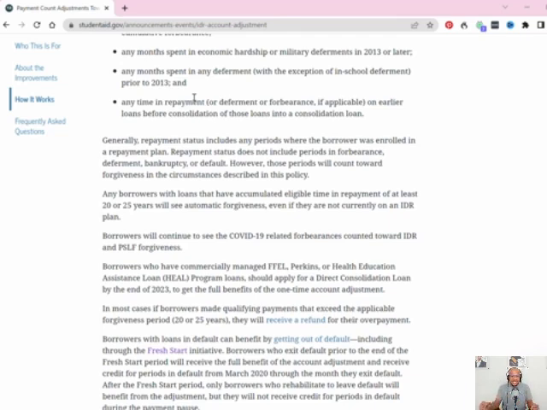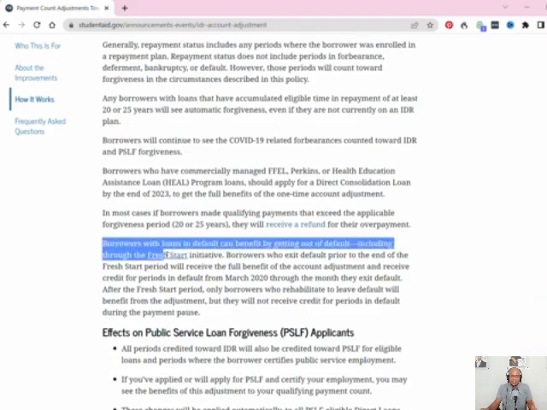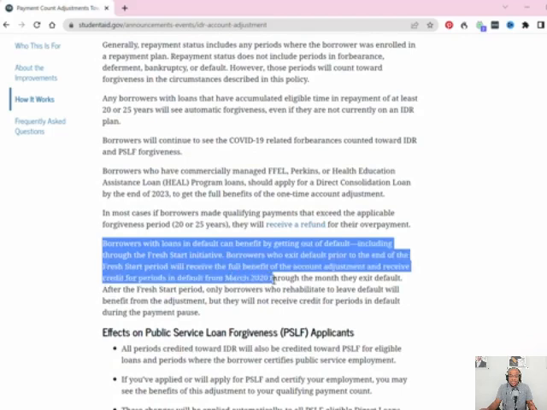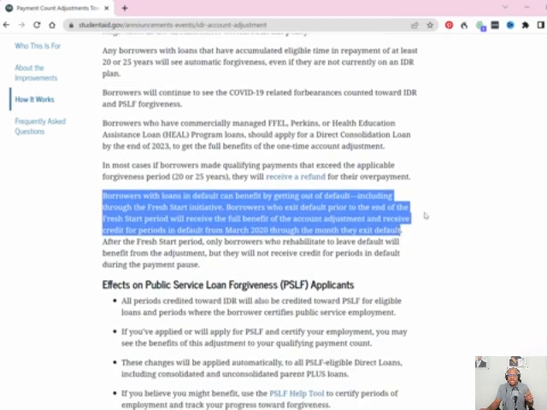That now changes. And lastly, if you had a student loan in default and you exited out of default through the Fresh Start initiative, they will give you credit for the months that you were even in default from March 2020 through the month that your loans exited default. So a huge opportunity here for student loan borrowers.